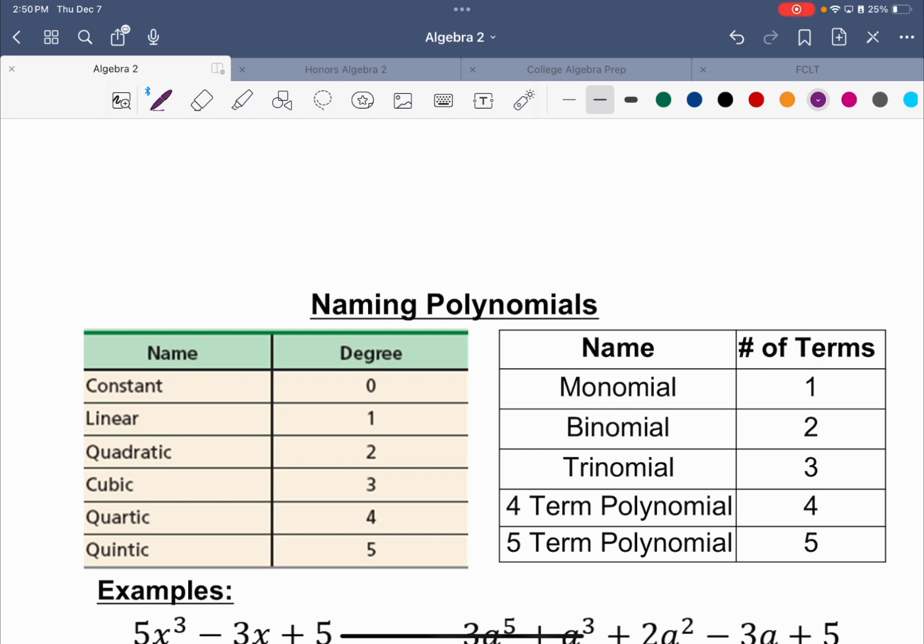If it's a constant, an example of a constant would be something like 5. If it's 0 degrees, which would be something like 5, we call it a constant. If it has a degree of 1, meaning it's like x, we consider that to be linear.